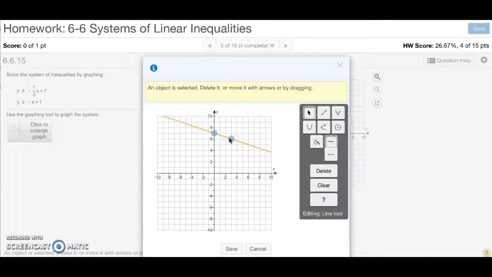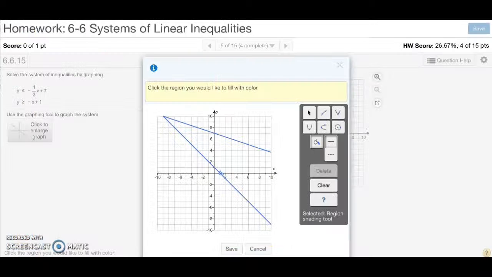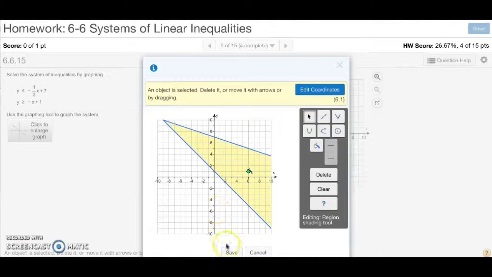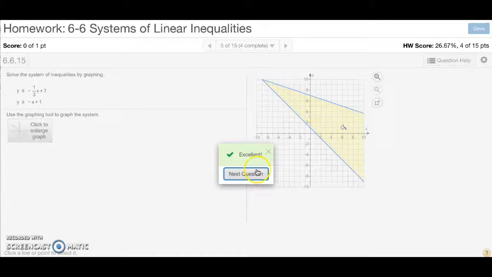Now for my next one, it will also be a solid line, and it says my y-intercept is 1. Then I go down 1 to the right 1. And now that one would be my line for the inequality y is greater than or equal to negative x plus 1. Now we see my shaded portion was in the middle at the green portion. So shade that in, press save, and that would be number 5.